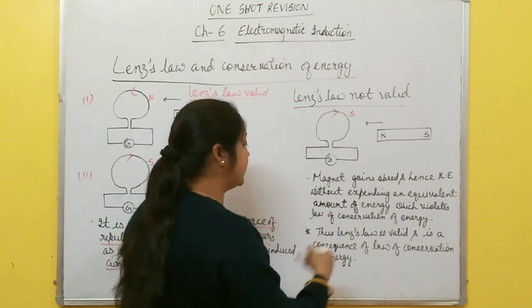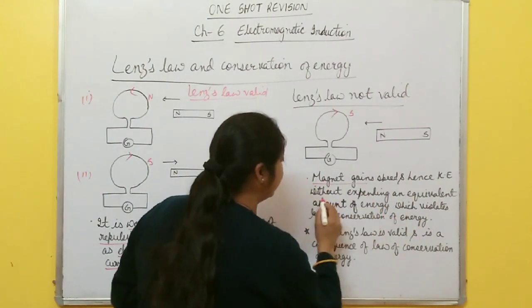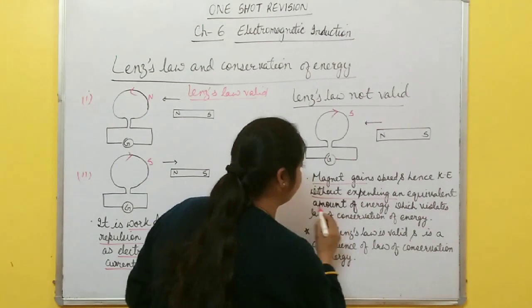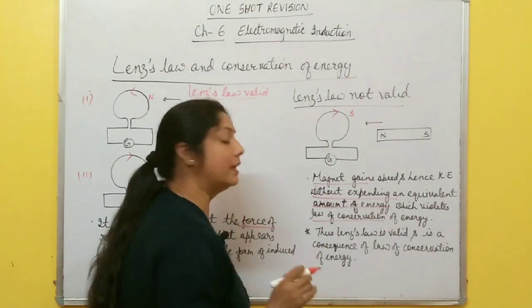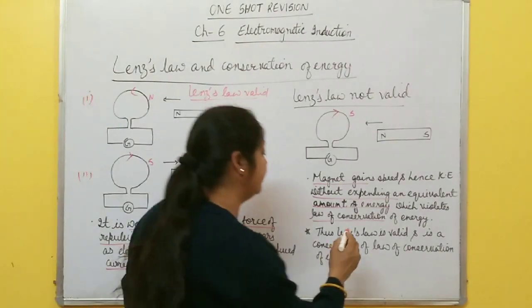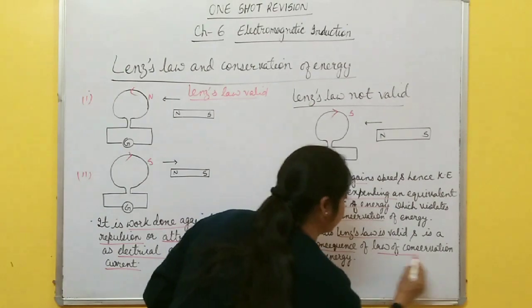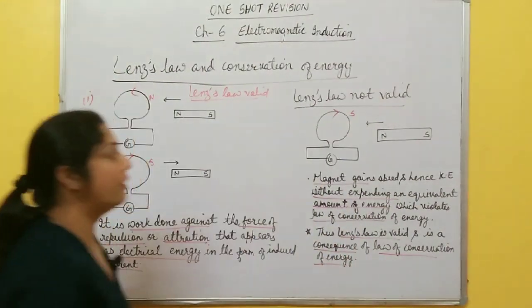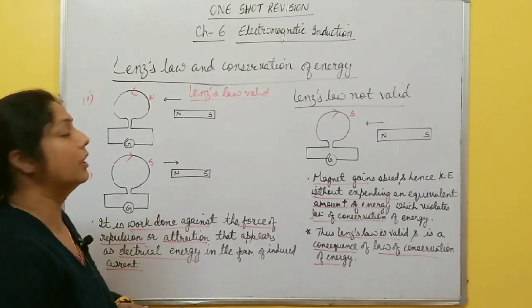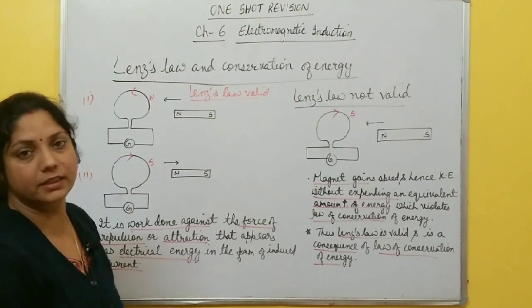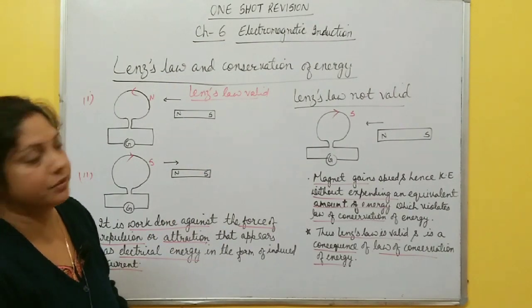So it's clear that the magnet gains speed and hence kinetic energy without expending an equivalent amount of energy, which violates the law of conservation of energy. Thus, Lenz's law is always valid and is in consequence with the law of conservation of energy. So we always put the direction of induced current or induced EMF according to Lenz's law, so that it is in accordance with the law of conservation of energy.